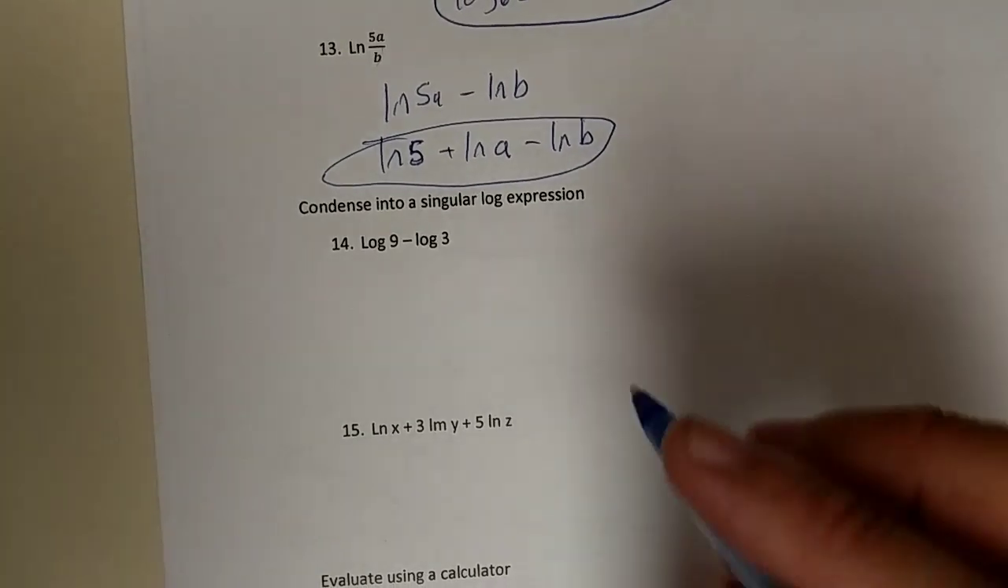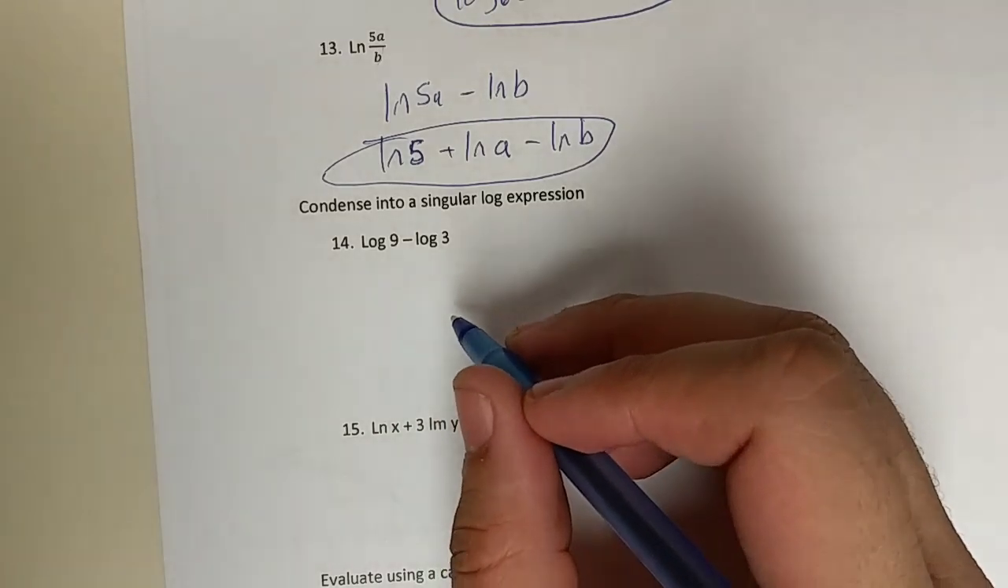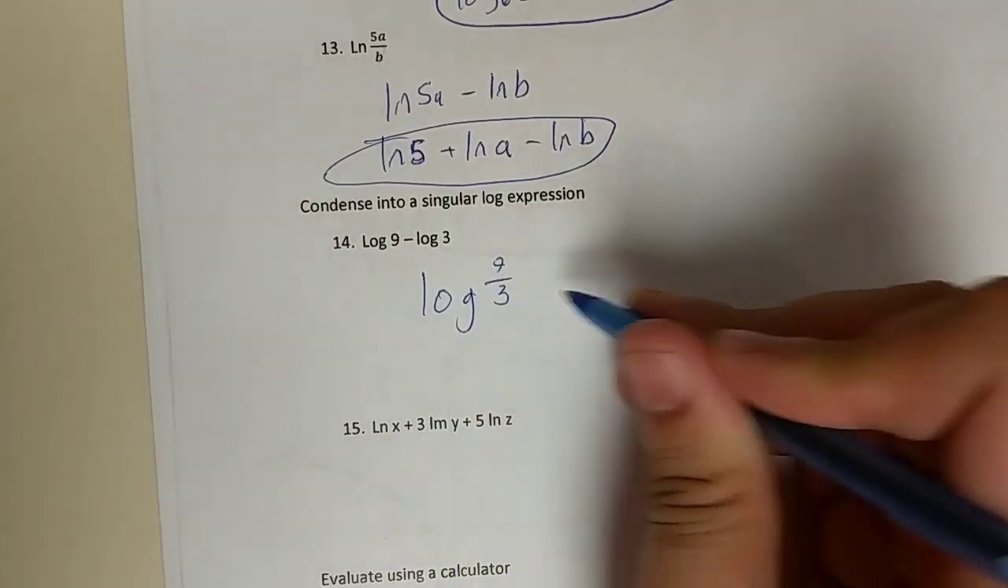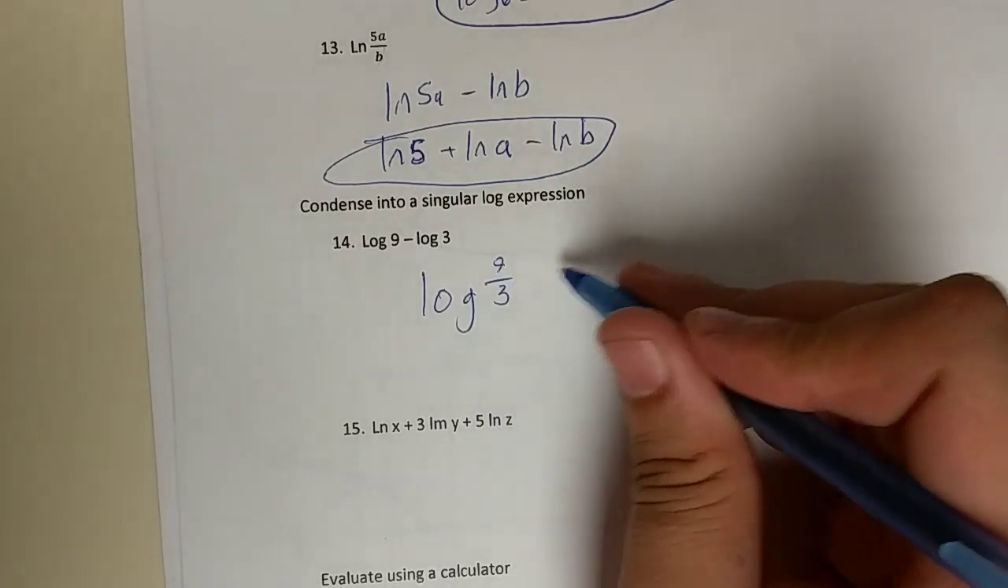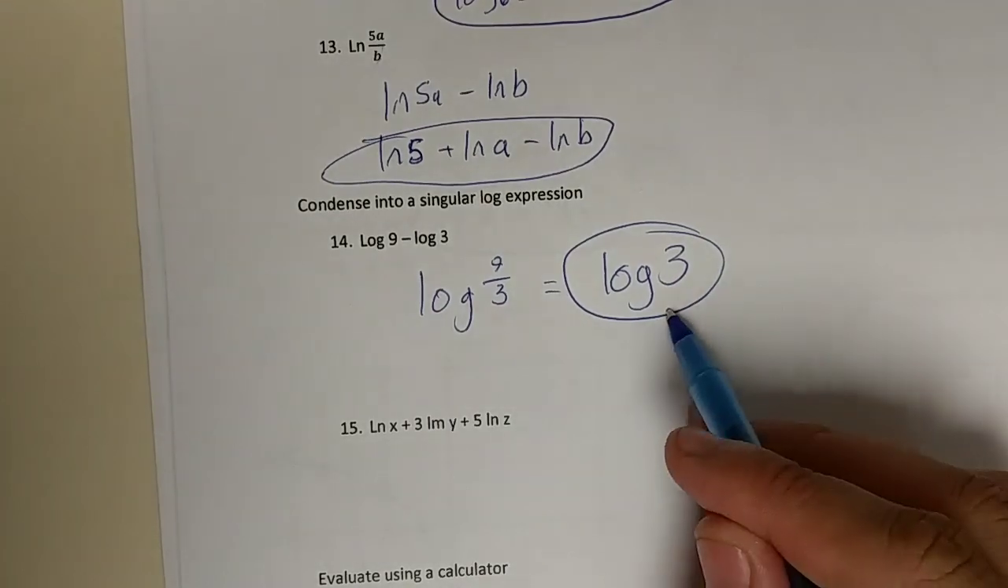Log 9 minus log 3. Condense it. What did I just say? The subtraction was like division. So this is the same thing as log 9 over 3. Now, what is 9 divided by 3, you say? Log 3. So your answer will look like this.